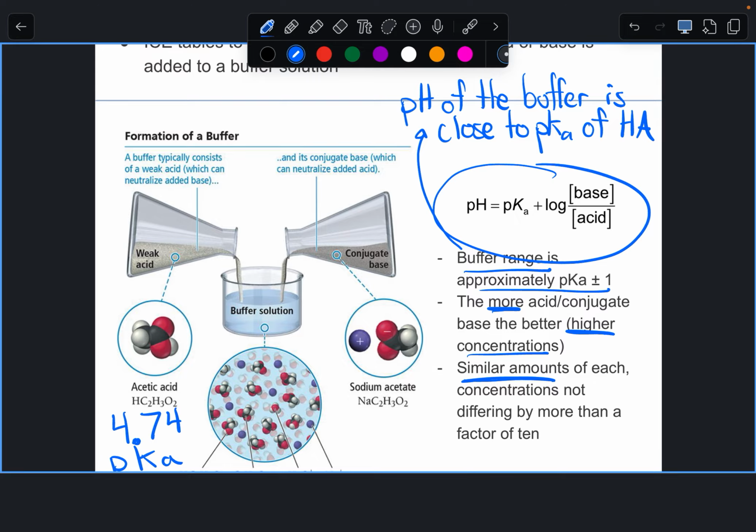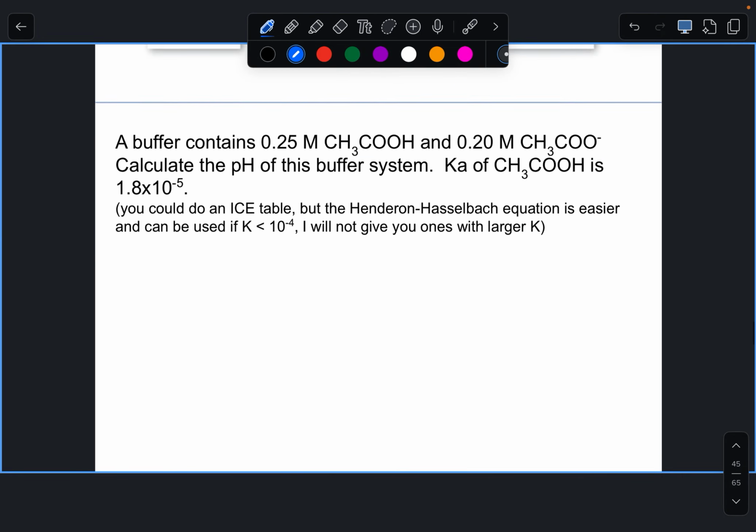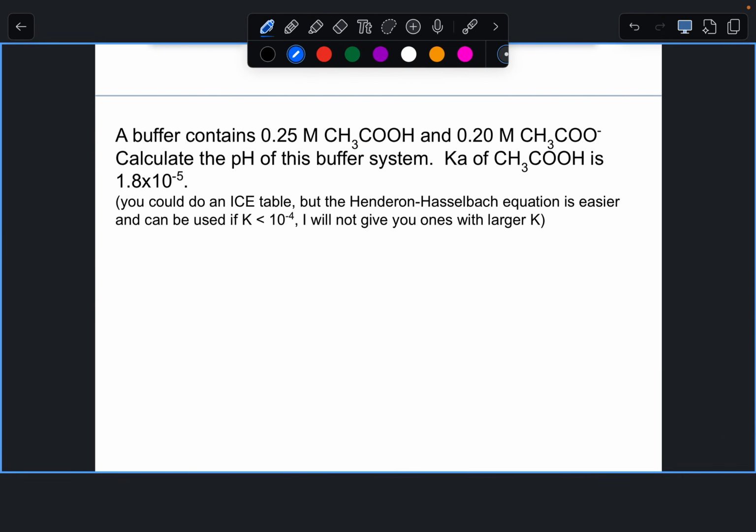Okay, so let's jump in and do an example of this. It says a buffer contains 0.25 molar of the HA, the weak acid, and 0.2 molar of the conjugate base.